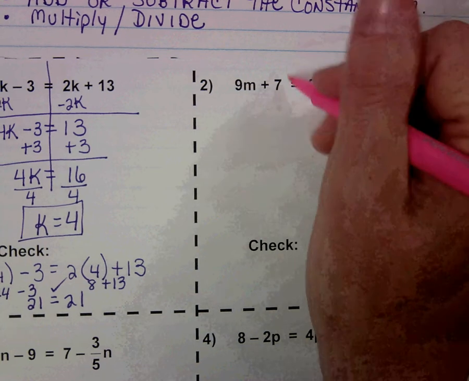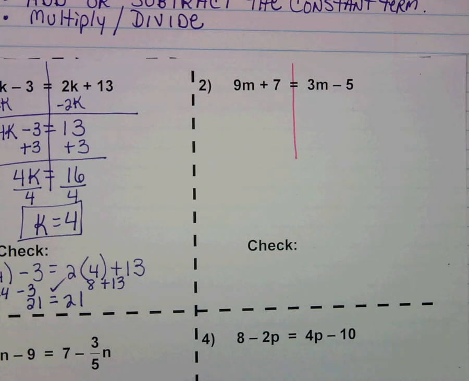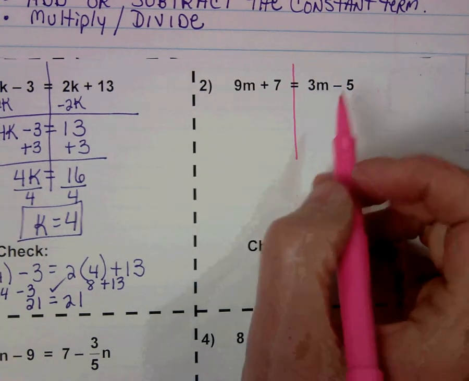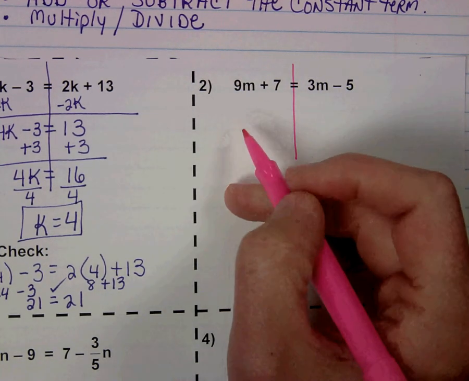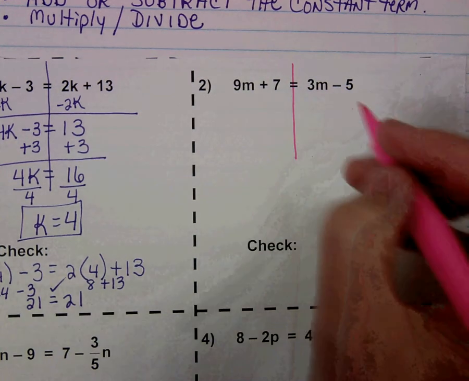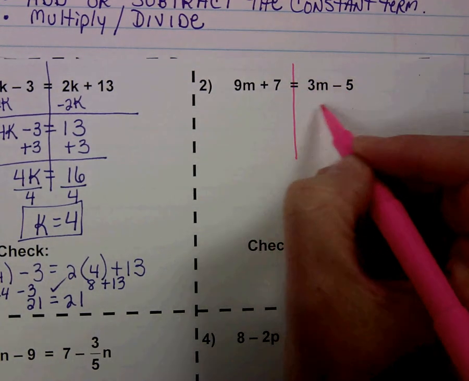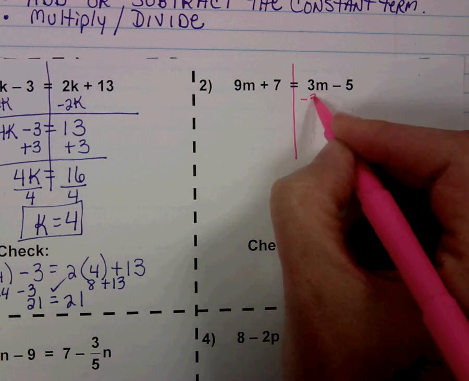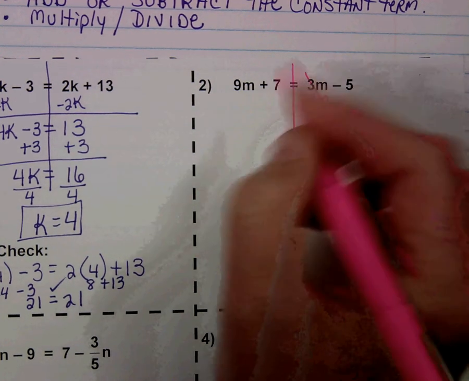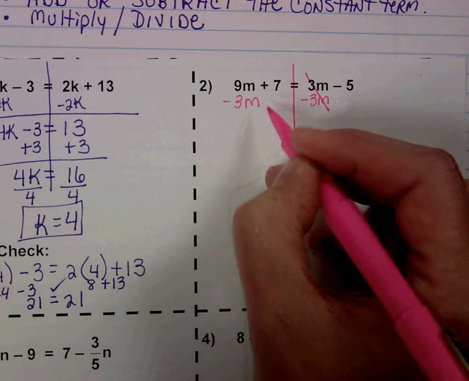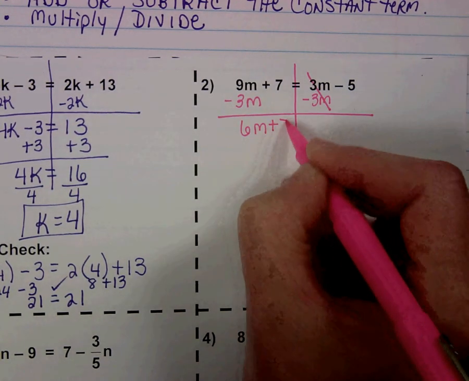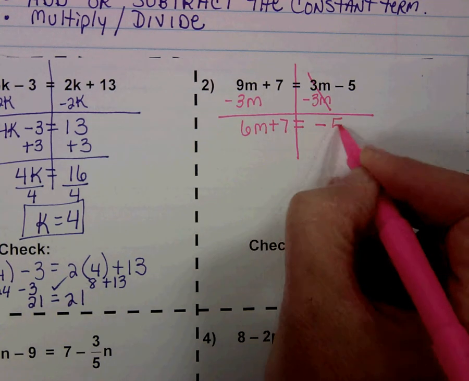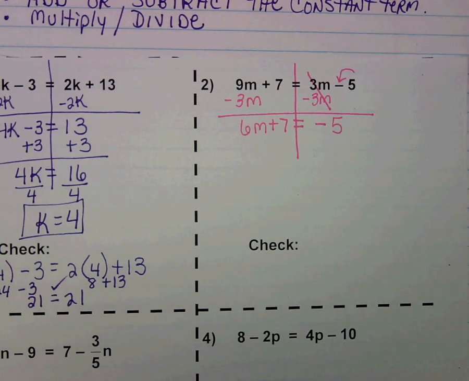Okay, let's look at the next example. We need to move our variables to the same side. A lot of times I'll just pick whichever one is smaller, or sometimes if it's negative and it lets me add, then I'll add. But in this case, I'm going to choose to move the 3m. So I'm going to say minus 3m because that makes a zero pair. Minus 3m. 6m plus 7 equals negative 5. Make sure you write the sign that goes with it.